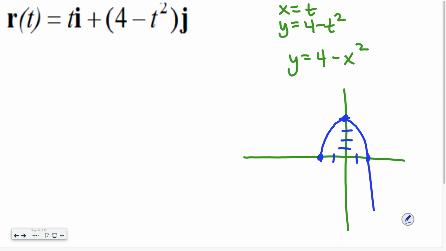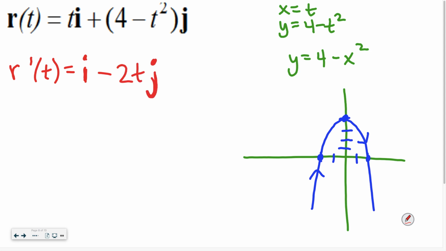Remember this from pre-calc? Okay, so that's what we're working with. Now, r prime of t would be, what's the derivative of t? 1. Plus, the derivative of 4 minus t squared would be negative 2t. So that would be r prime: 1i plus negative 2tj.